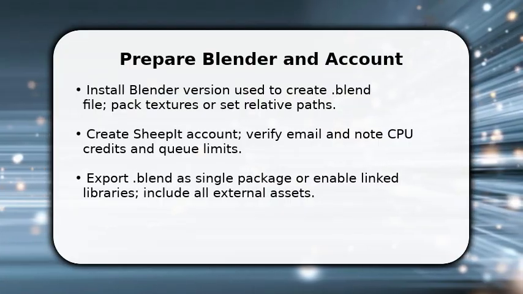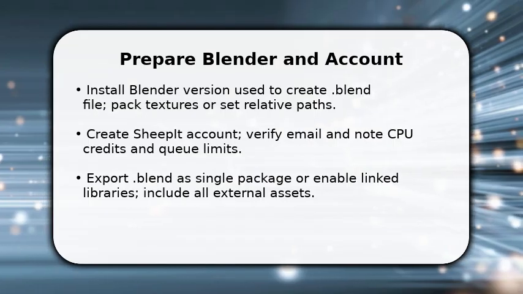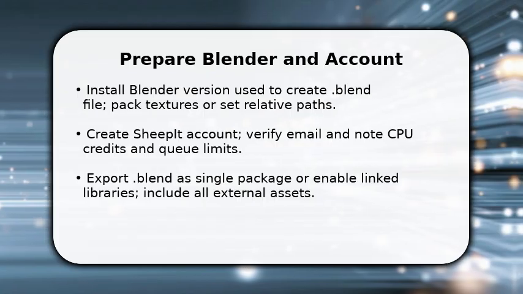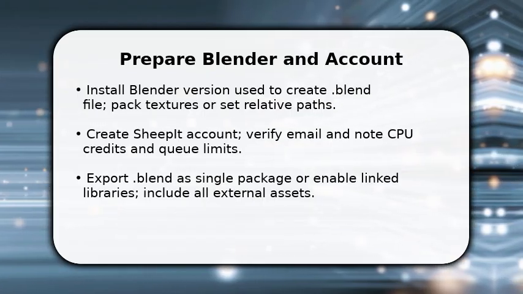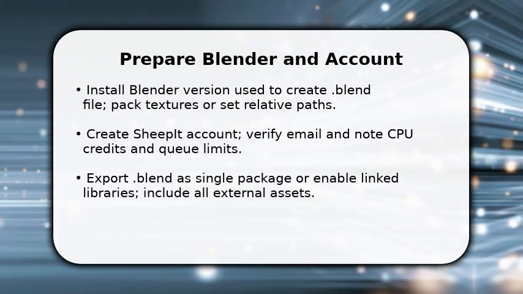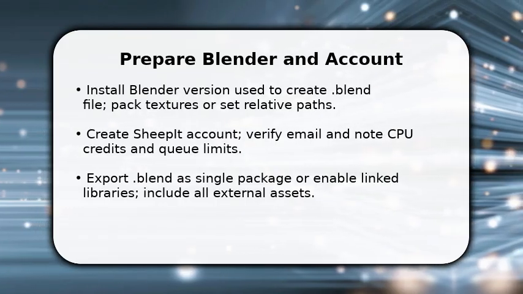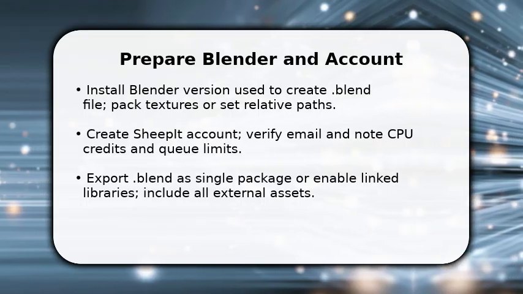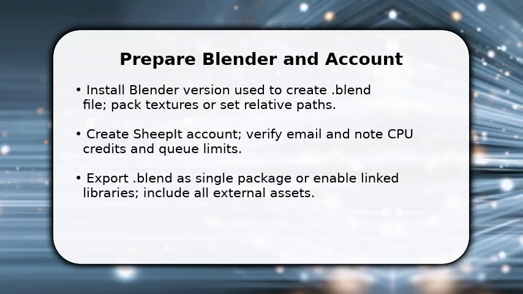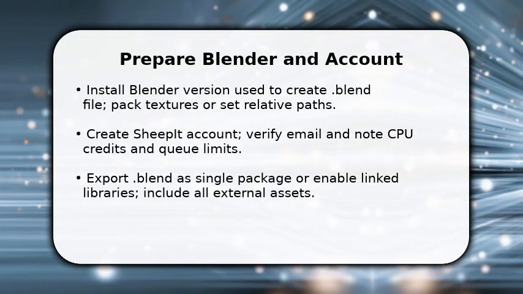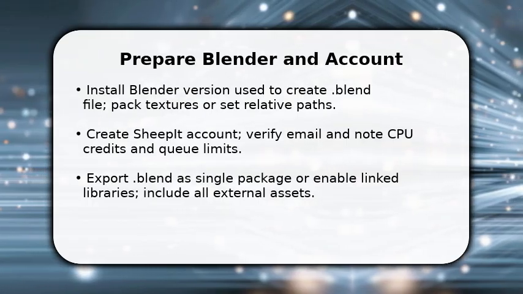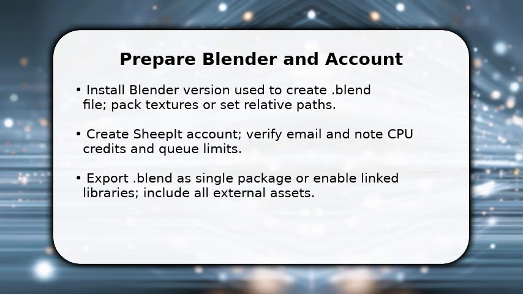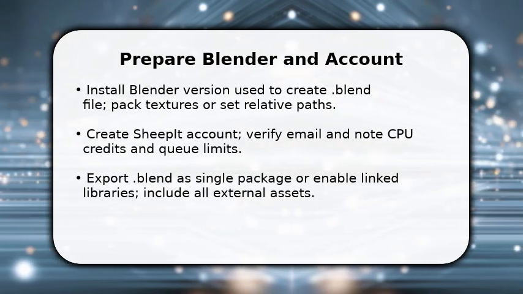You start by syncing Blender to SheepIt. Open the blend and pack textures or set relative paths so assets transfer cleanly. This prevents missing maps on remote nodes. Once done, create and verify your SheepIt account. Log in so you can submit jobs and manage credits. Make sure your scene uses a stable render engine version compatible with SheepIt. Export or prepare a single packaged blend. This step ensures every collaborator node receives identical files and reduces render errors.